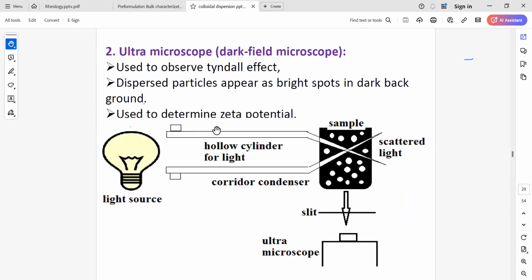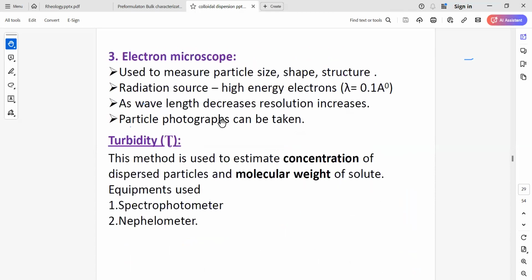Okay, then microscopy is also an optical property. Electron microscopy, then turbidity, all types of microscopy will be considered under the optical properties. Okay, and we have discussed the same for optical microscopy in micromeritics also, so it will be the same here.